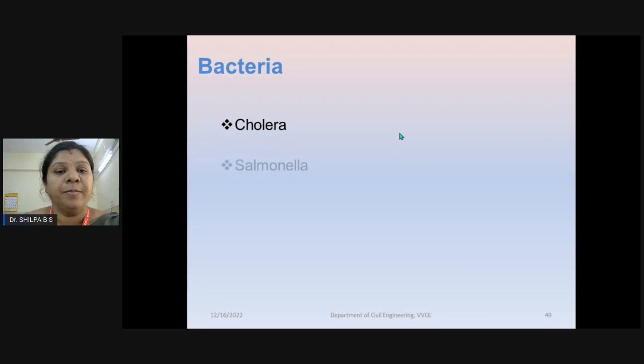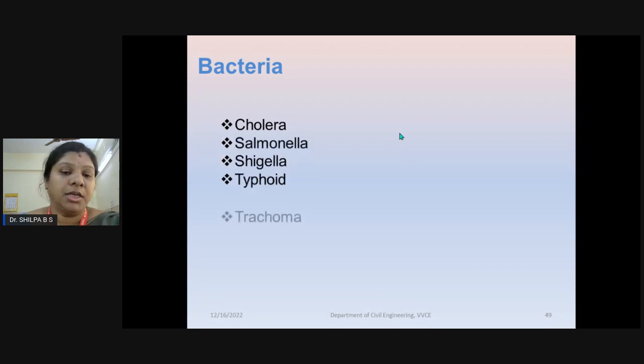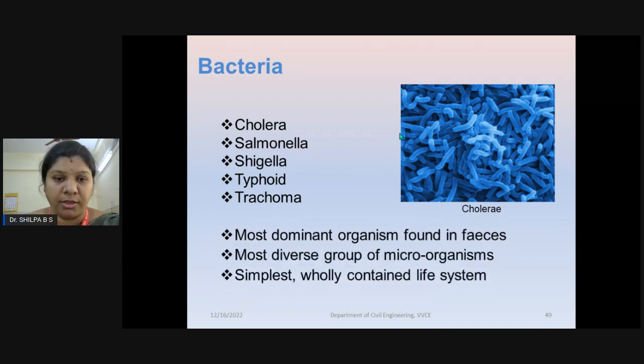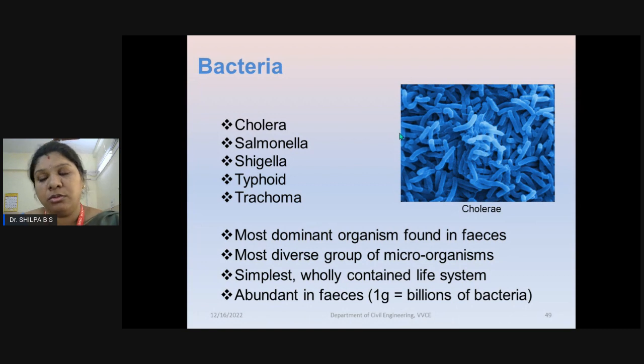Coming to bacteria: cholera, salmonella, shigella, typhoid, and trachoma are some important diseases caused by bacteria. This is the most dominant microorganism found in the feces of animals, especially warm-blooded animals. It is the most diverse group of microorganisms, and the simplest living organism in our life system. In just 1 gram of feces, we can have billions of bacteria.